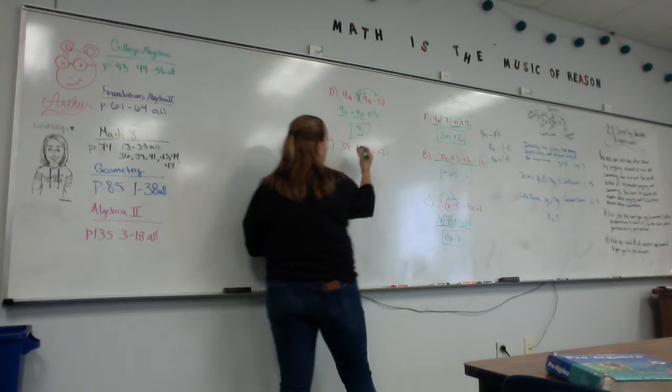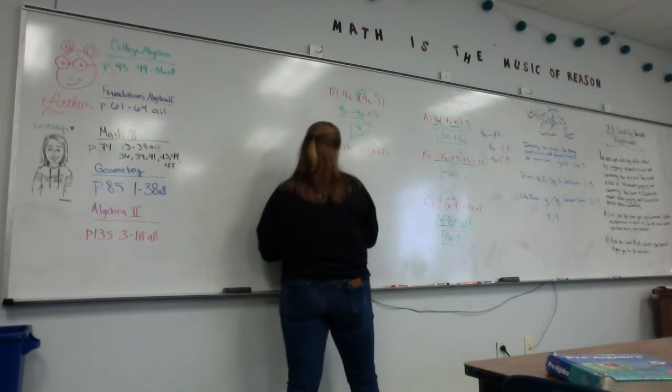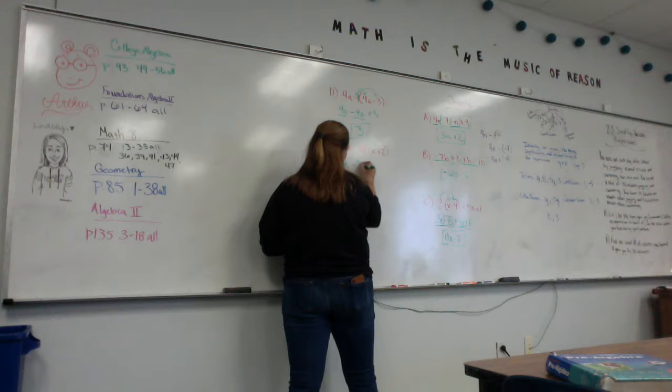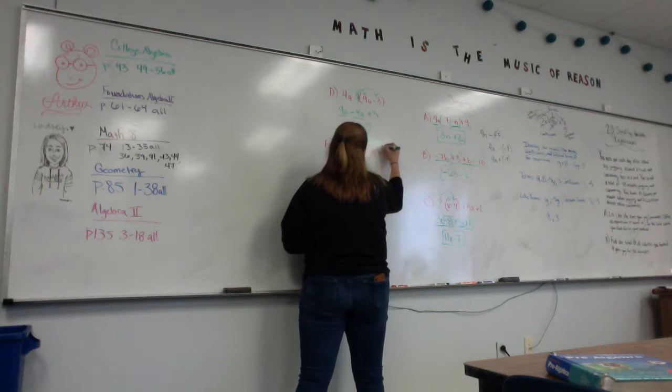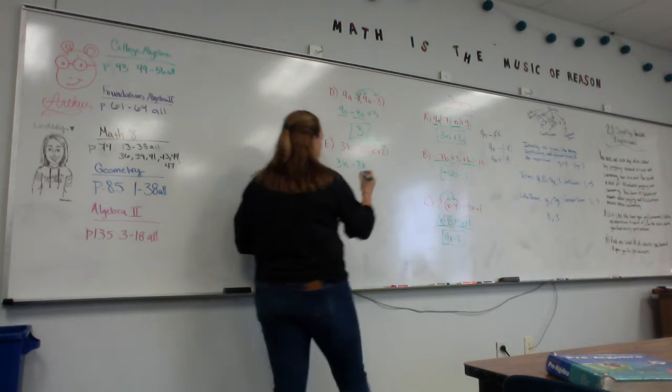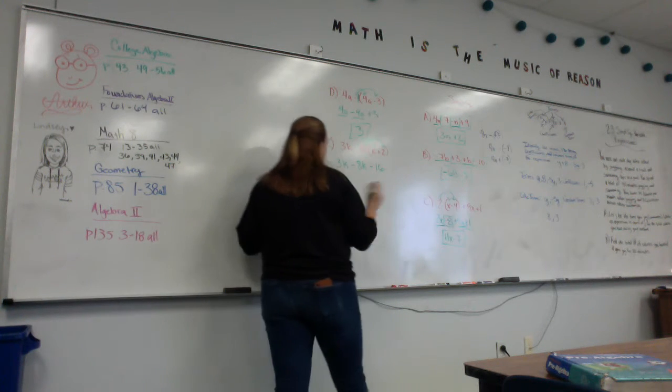I'm going to distribute this negative 8 into here so that you have 3k. What's negative 8 times k? Negative 8k. And then I have negative 8 times 2. What is negative 8 times 2? Negative 16. Okay, now combine like terms.